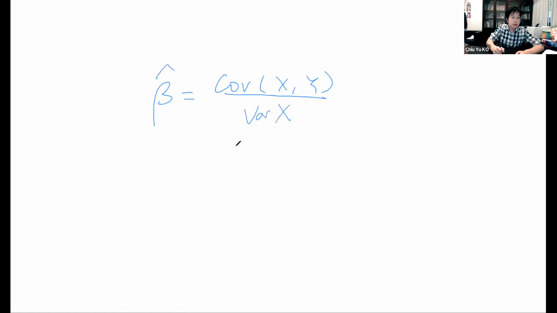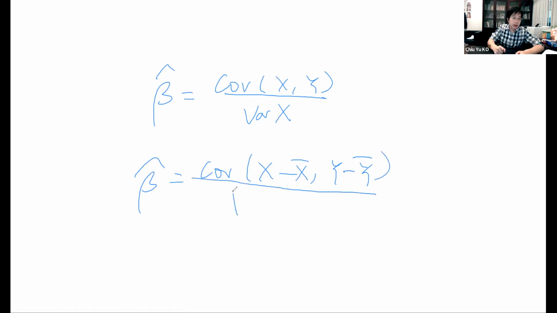Look at the idea of beta, right? Beta is covariance of x and y over variance of x. If you consider covariance of x minus x bar, y minus y bar, and you replace it by variance of x minus x bar, the denominator is still x. And the covariance is actually the same as the covariance of x and y.